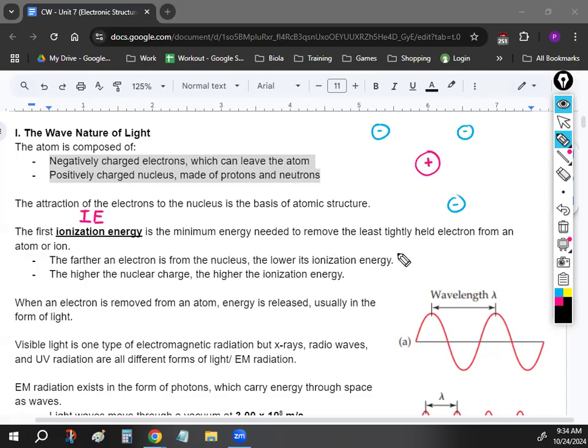Ionization energy is a pretty simple concept. Basically, it's the amount of energy you need to put into the atom. So let's say that we're shooting energy into the atom, the ionization energy is the amount of energy it takes to basically remove one of the electrons, to get one of these electrons to leave the atom. That's what we call ionization energy. It's the amount of energy it takes to remove an electron from the atom.